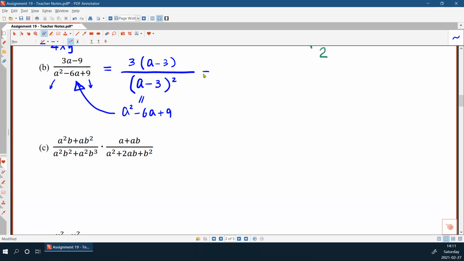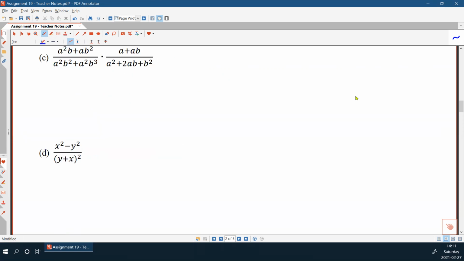Okay, so now the denominator and numerator are both in a factored form. So that means we can try to cancel anything here. Apparently we can cancel a minus 3, right? So this gives you 3 over a minus 3. So this is the whole process to solve a question like this, okay? Any questions? Okay, so let's see the next one.